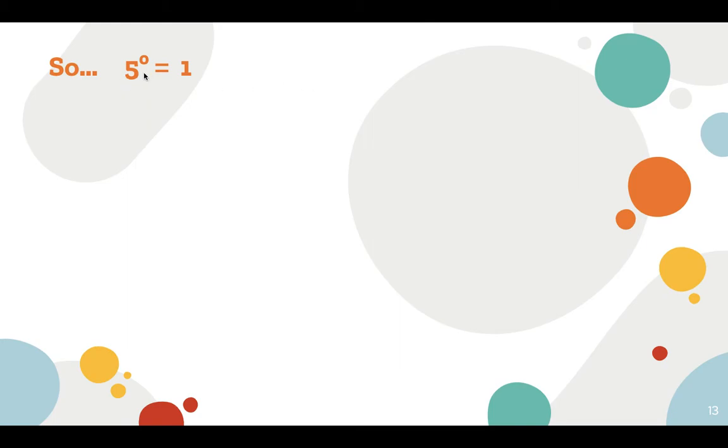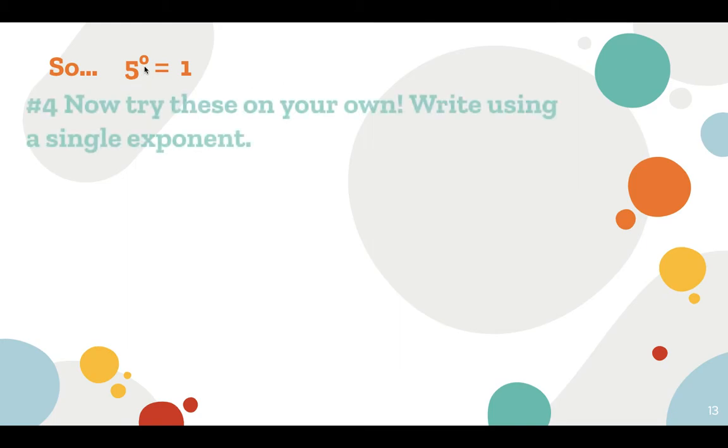So if we know 5 to the 0 power equals 1, now we're going to try these on your own, using a single exponent. So pause the video, try solving these three.